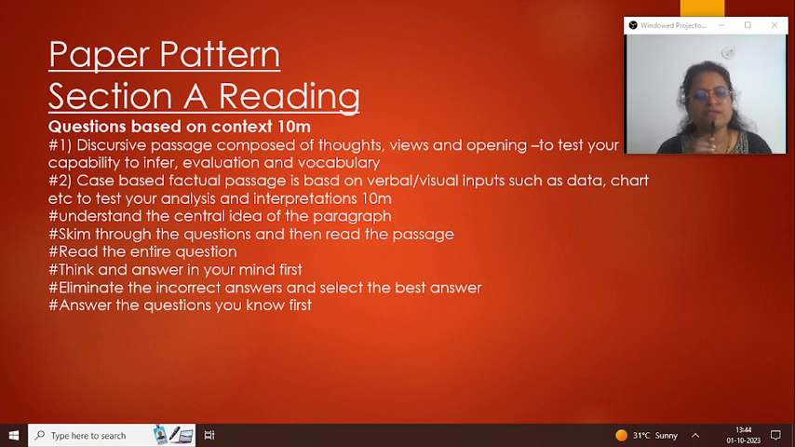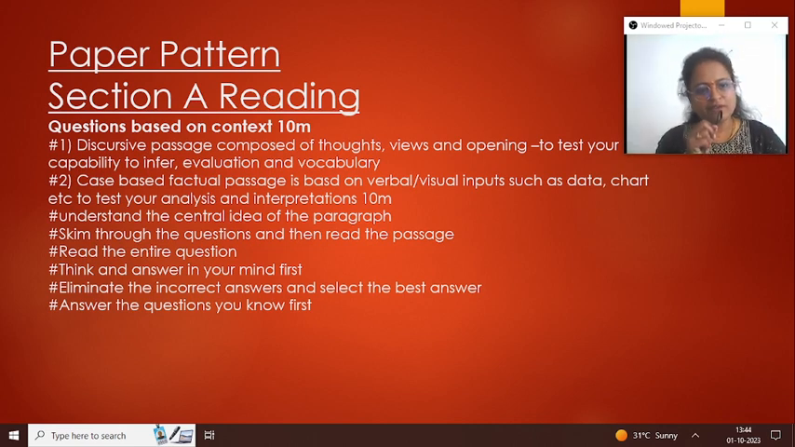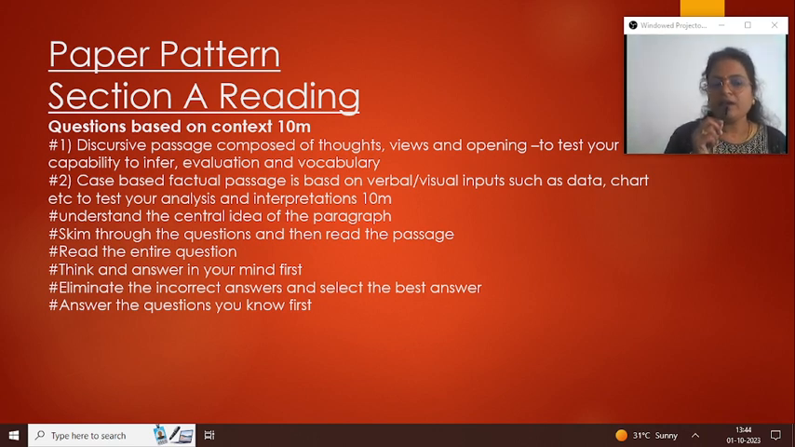Mostly the students face difficulty in this case study based only, because the information which is given is in graph form, chart form or data form. So you need to practice more for this. We'll be sharing many papers based on this one. There are a number of papers available, and apart from that, more papers will be given, and you should be studying them. The more practice you do, the easier it will be for you.